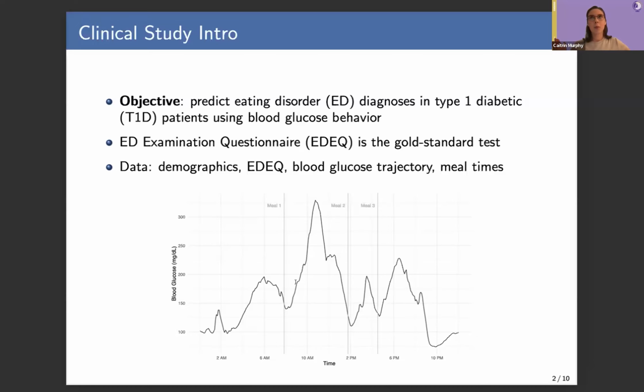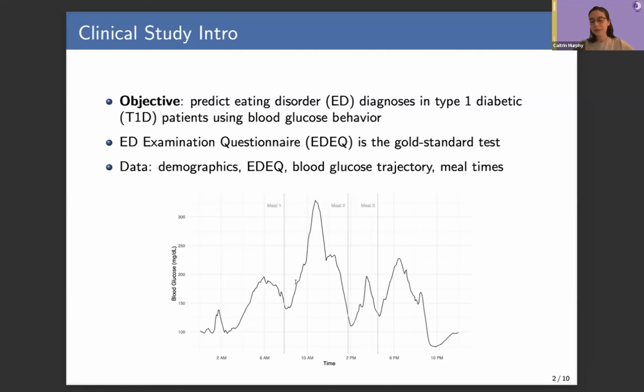Now, there is what's referred to as the gold standard diagnostic tool for eating disorders, and it's a questionnaire. However, it's not really tailored to diabetic patients because there are some questions like, were you hungry every time you ate? A diabetic patient might answer no, but really they only ate because they were experiencing hypoglycemia symptoms and not necessarily eating disorder symptoms. So the purpose of this prediction problem is to give clinicians just another metric to use when diagnosing eating disorders.